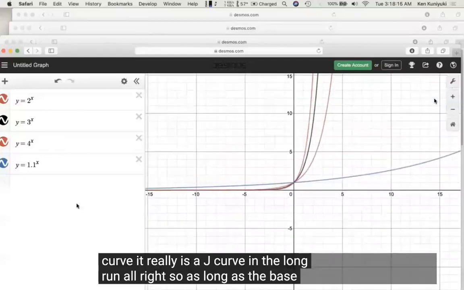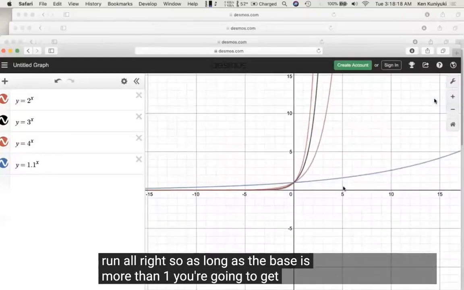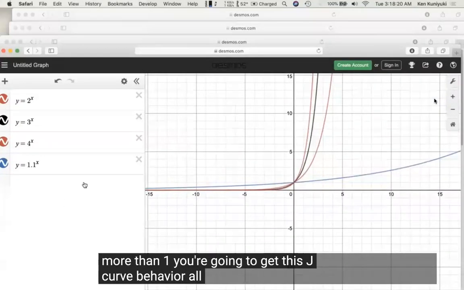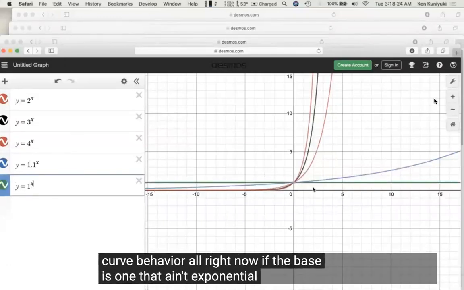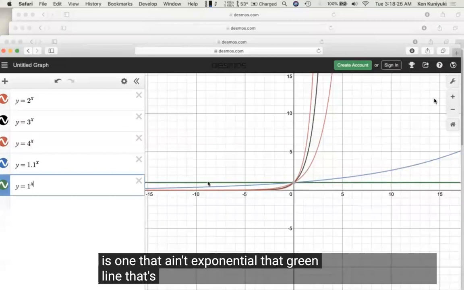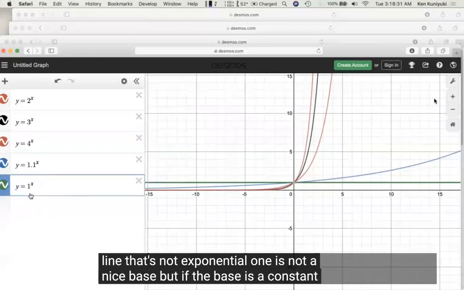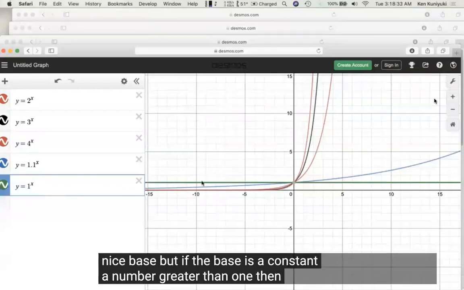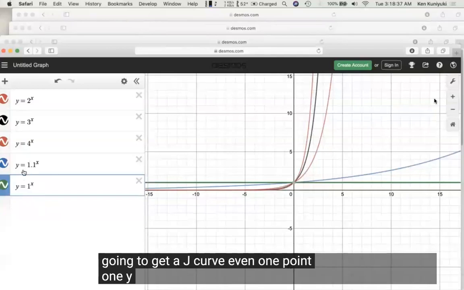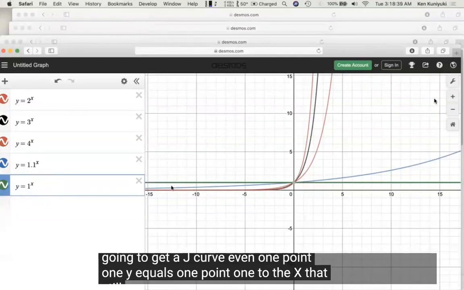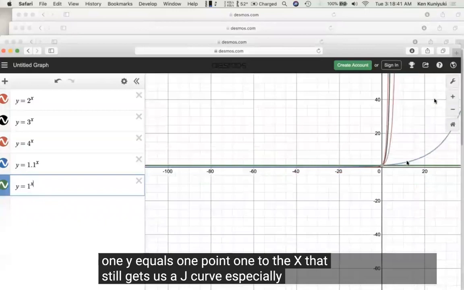So as long as the base is more than 1, you're going to get this J curve behavior. Now, if the base is 1, that ain't exponential. That green line, that's not exponential. 1 is not a nice base. But if the base is a constant, a number greater than 1, then you're going to get a J curve. Even y equals 1.1 to the x still gets us a J curve, especially in the long run.